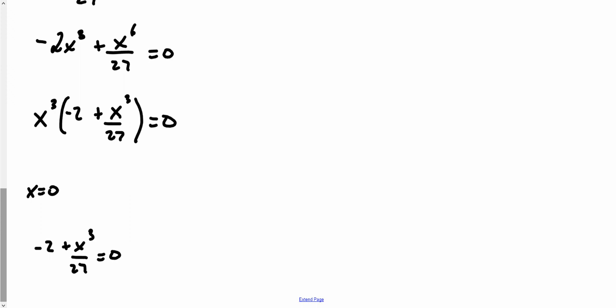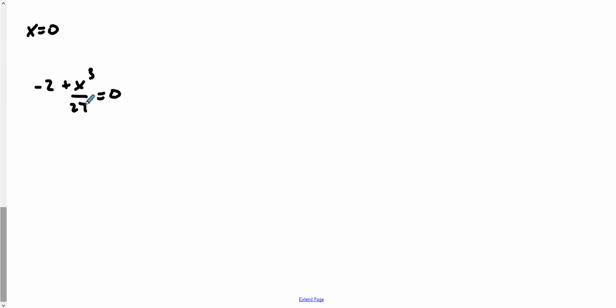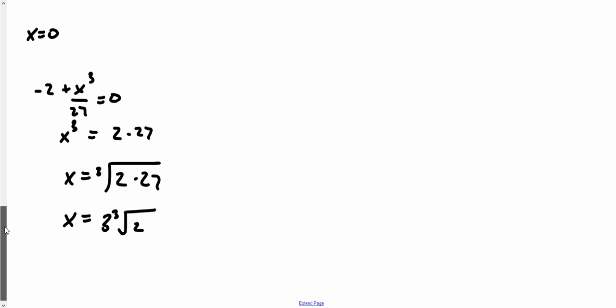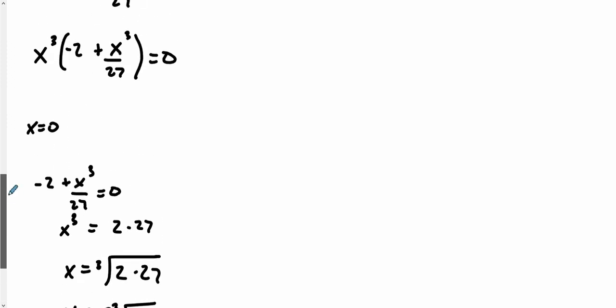So we're going to solve this. I'm going to add 2 to the other side, multiply that by 27, and that equals x cubed. And now I'm going to take the cube root of this. When I take the cube root of 2 times 27, well, the cube root of 2 is the cube root of 2, but the cube root of 27 is 3. So 3 times the cube root of 2. That's what our x value is. So this intersects at 3 times the cube root of 2.